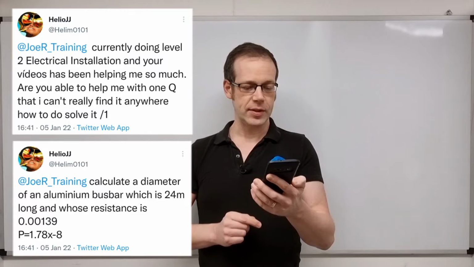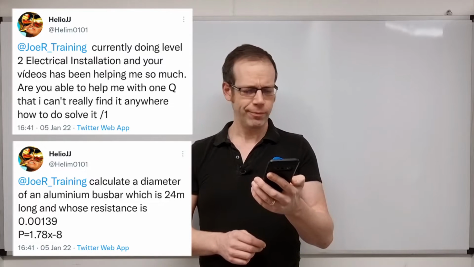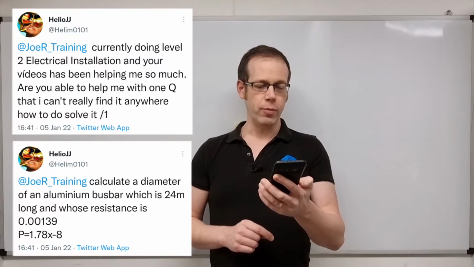And then he's put P equals 1.78 times minus 8, which again, I'm making a bit of an assumption here, but it's fairly reasonable to assume that that P is supposed to be a rho. Apparently not everybody has the Greek alphabet downloaded to their mobile device. I do. And I'm assuming that is times 10 to the minus 8, which will be in ohm meters. So assuming my assumptions there are correct, we can probably give you a bit of a hand with this question.